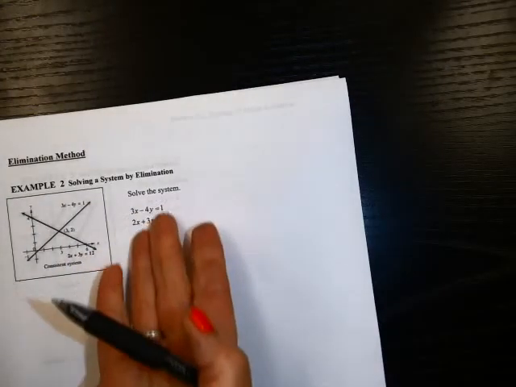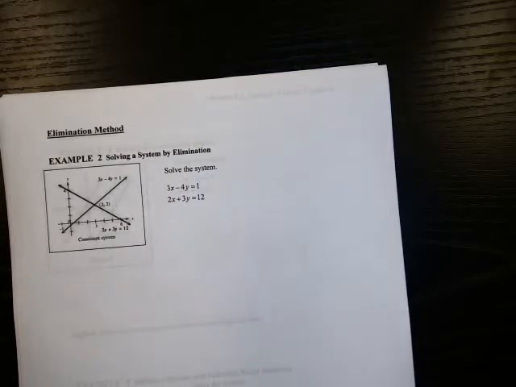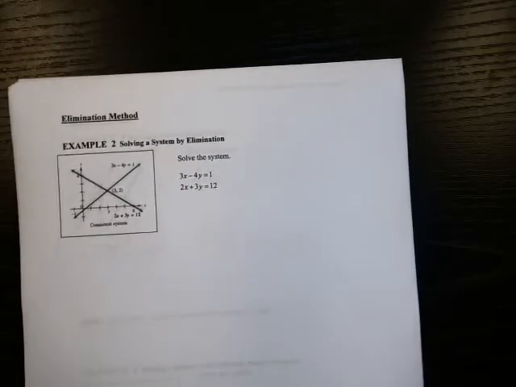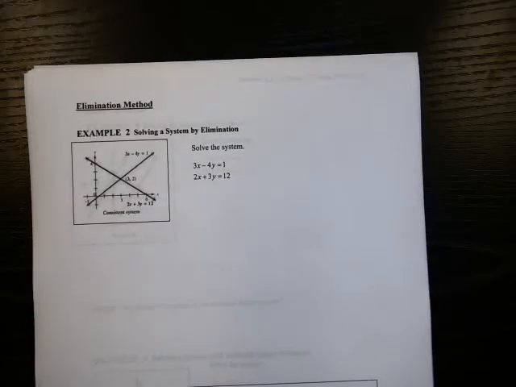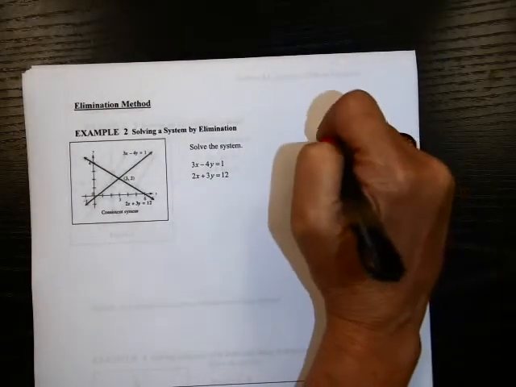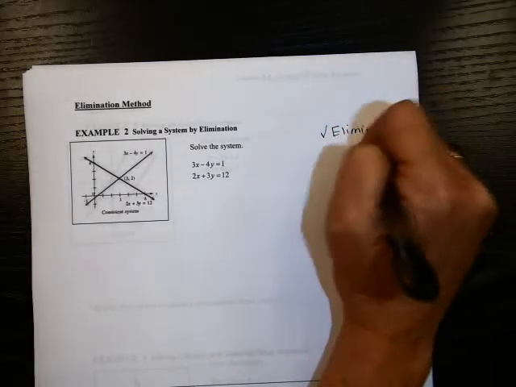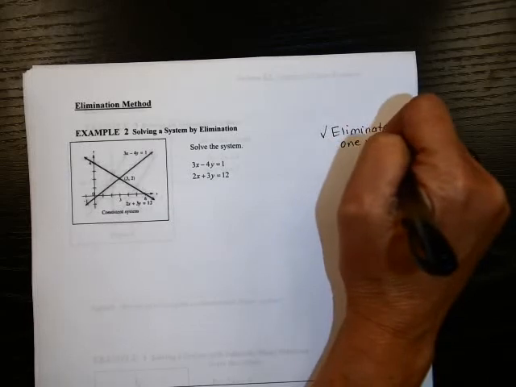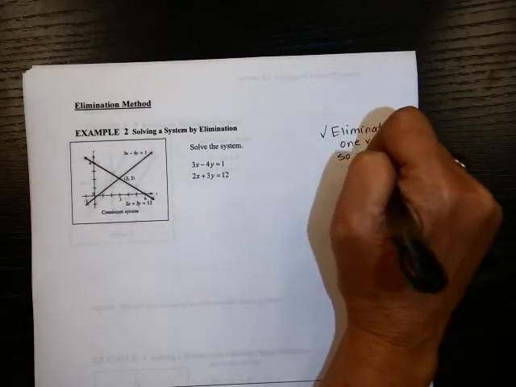So let's look at actually being given two equations and finding their point of intersection by solving the system by elimination. The elimination method will lead to us being able to find the point of intersection. What we want to do is eliminate one variable so you can solve for the other one.